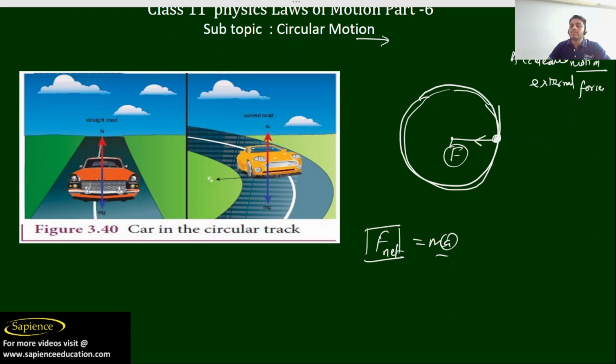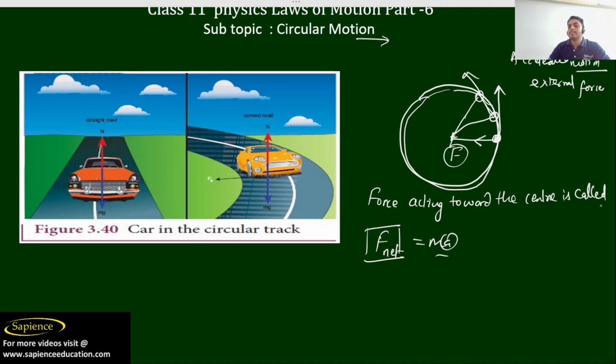See here, this object tries to go in the upward direction, so the central force tries to make it bend and remain in this path. Every time the central force acts toward the center, and this is called centripetal force. The force acting toward the center is called centripetal force. I hope you have understood now.